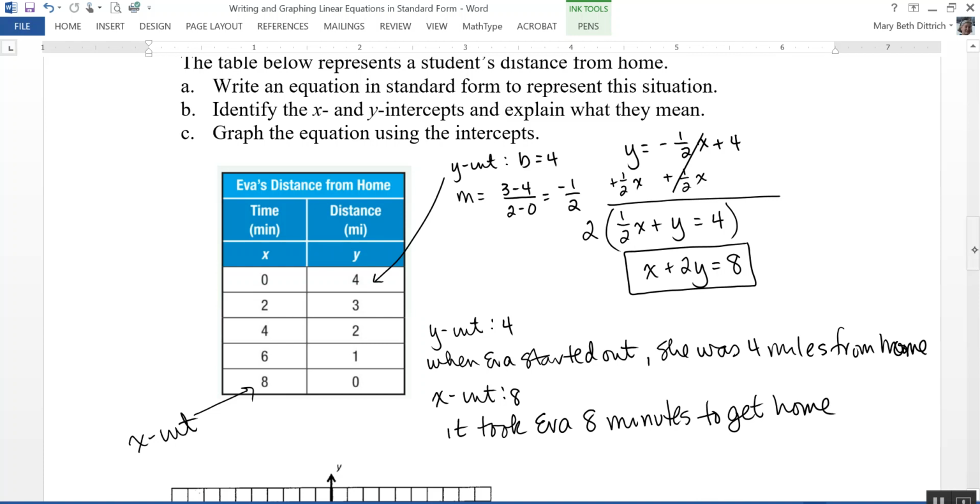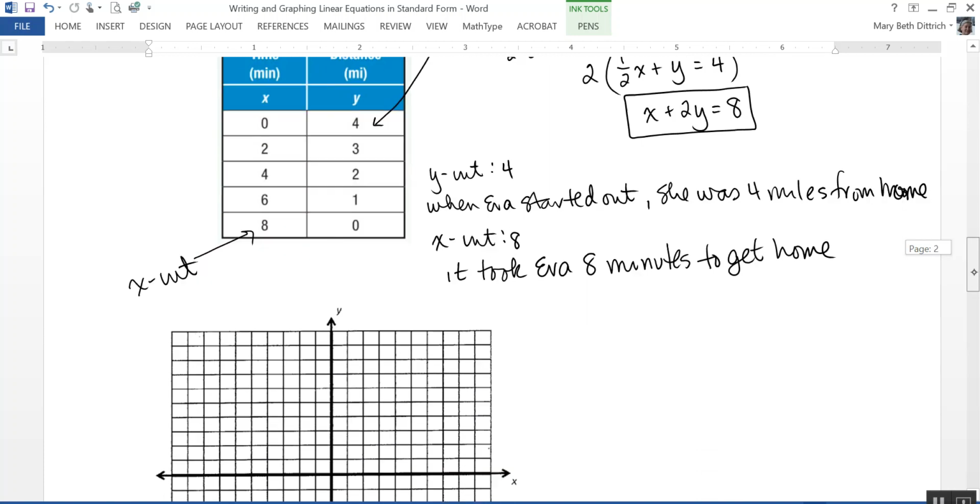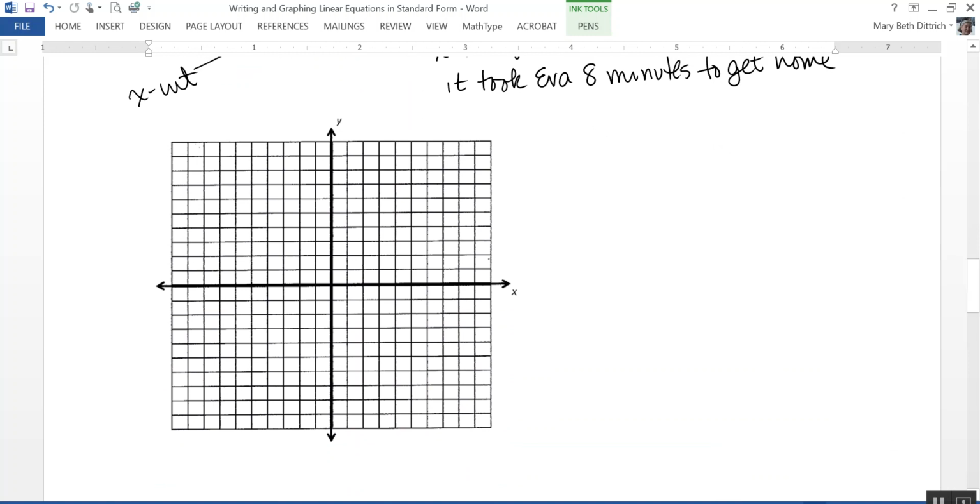Okay. Now let's go ahead and graph this. So my y-intercept was 4, so that's going to be at 4 on the y-axis. My x-intercept was 8, which is going to be 8 on the x-axis. And now when I go to draw this, I'm just going to draw the line like that.